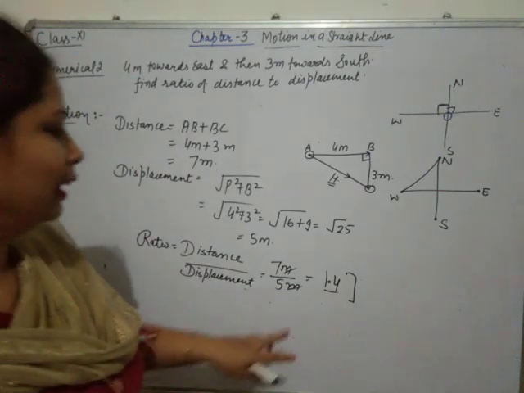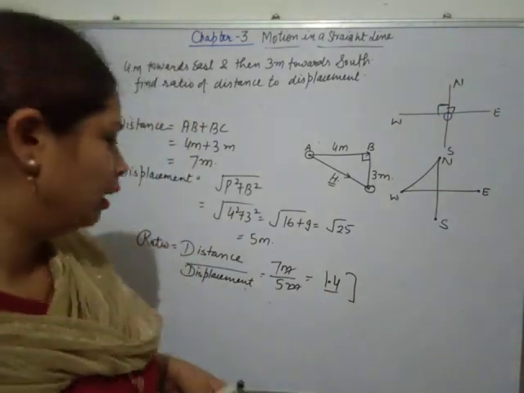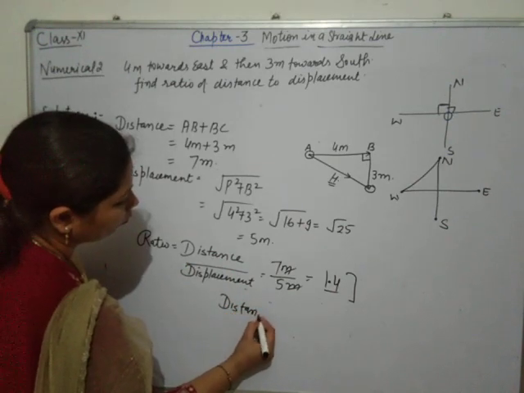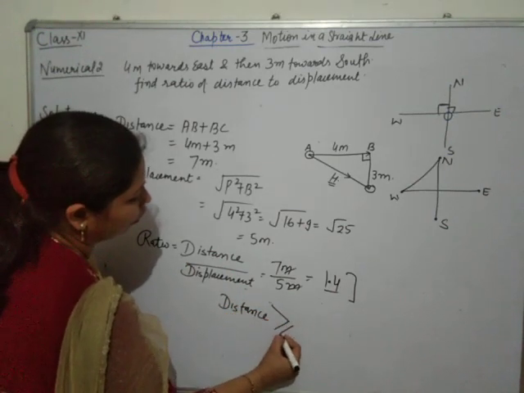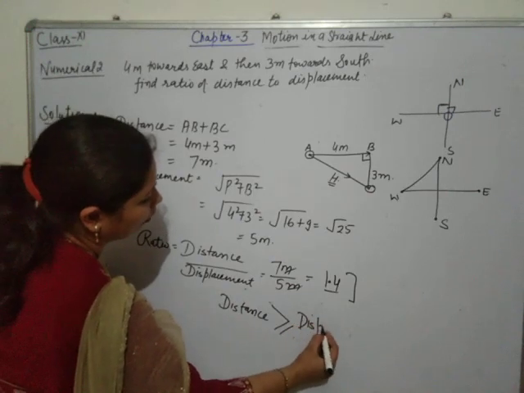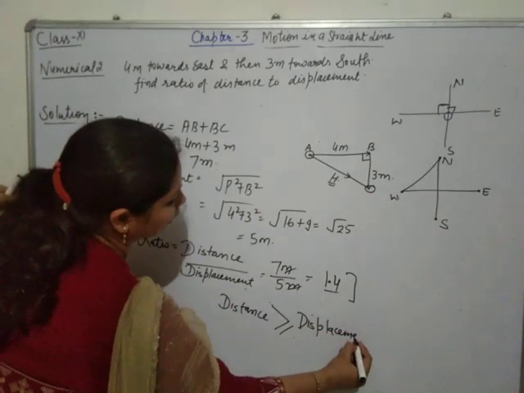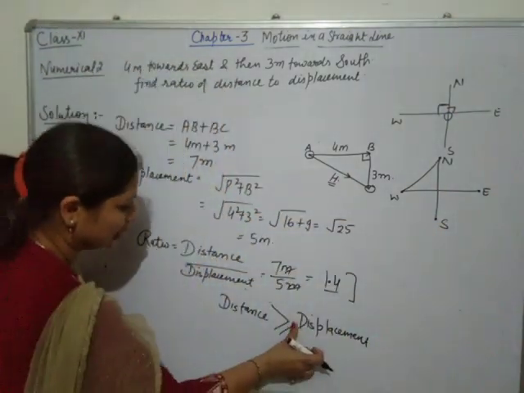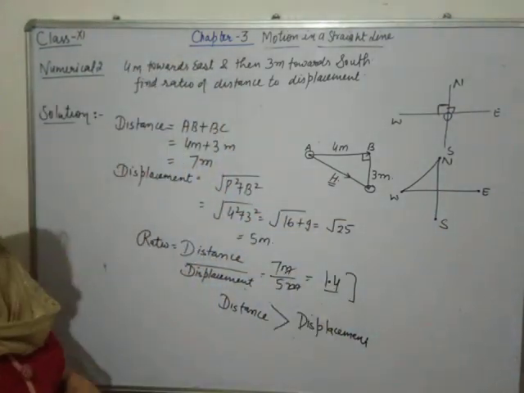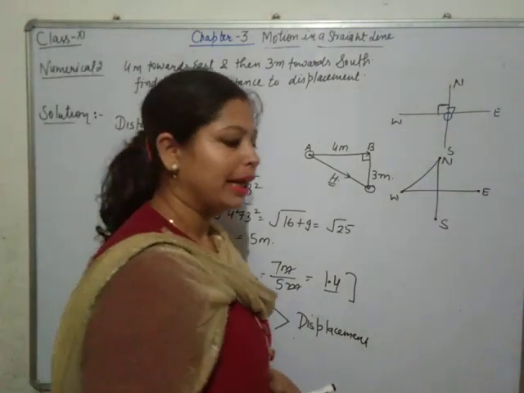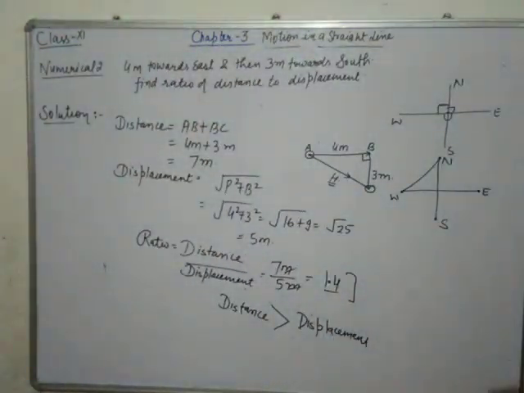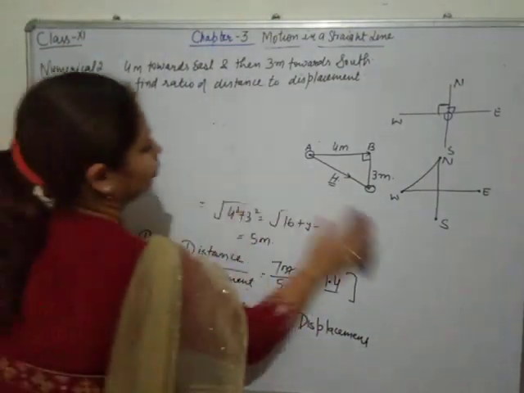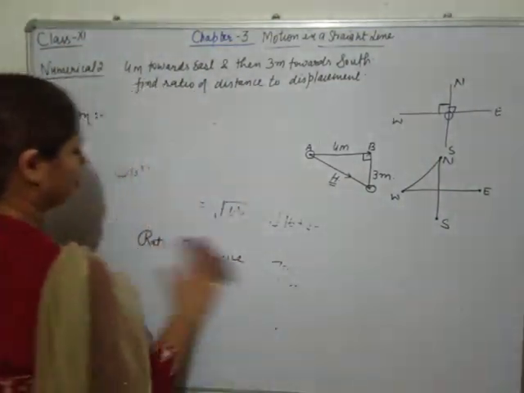You can see the result is more than 1 because distance is always greater than or equal to displacement, but in our present case they are not traveling along a straight line, so distance is not equal to, it is greater than displacement. It was numerical number 2. Now to learn more about the same distance displacement term, let's start numerical number 3.